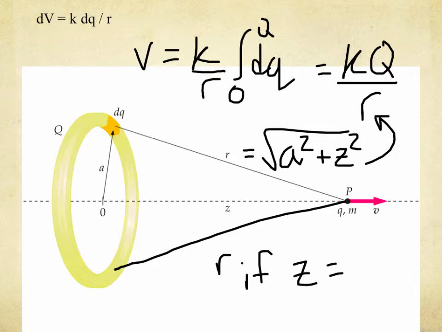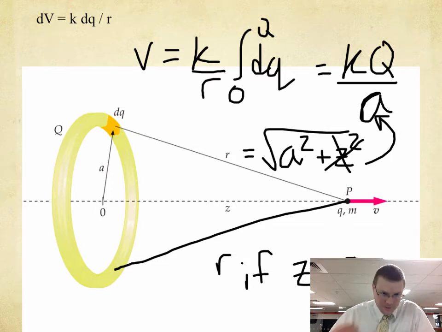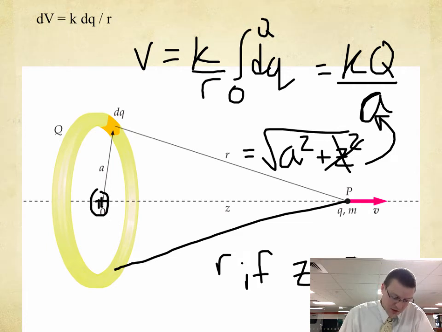If z equals 0, then what we talk about is z not mattering, our distance from the ring, and we are now in the center of the ring. And the square root of a squared is just a. So this goes to kq over a. And a, being a lot smaller of a distance than an r distance away, gives us our highest potential, our highest voltage when we're right here at the center.